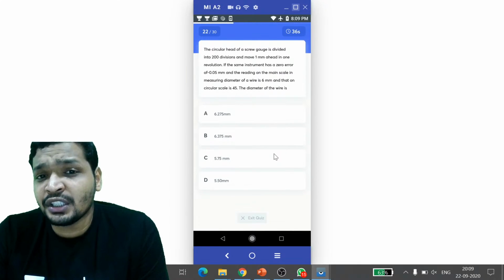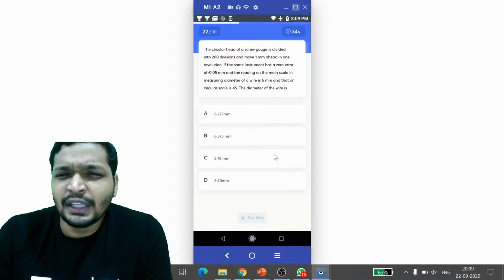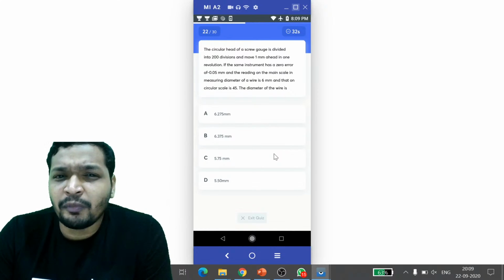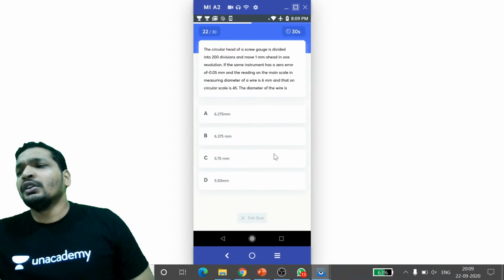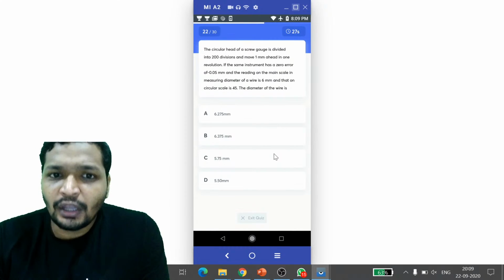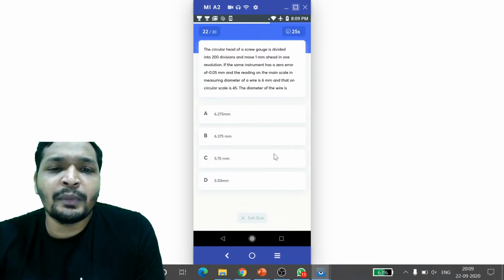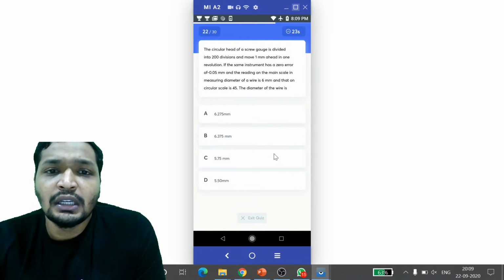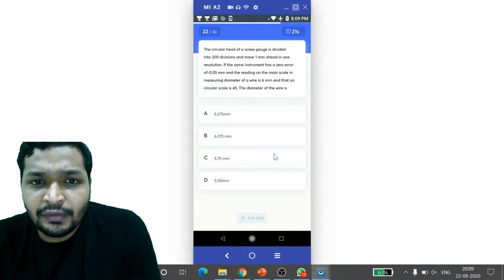So what is the pitch? 1 mm. The instrument has a zero error of minus 0.05 mm. So what is minus 0.05 mm? Negative error, you'll add it. Okay, 5 divisions are supposed to be added. Not 5, I guess, but rather just add 0.05.